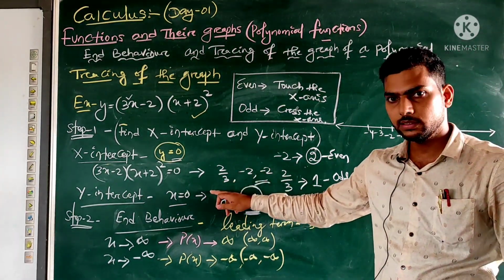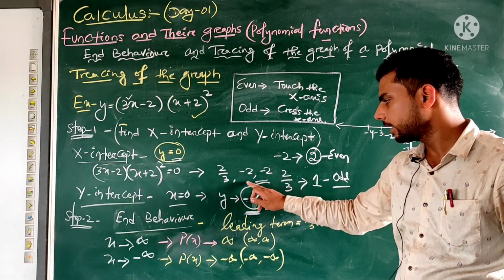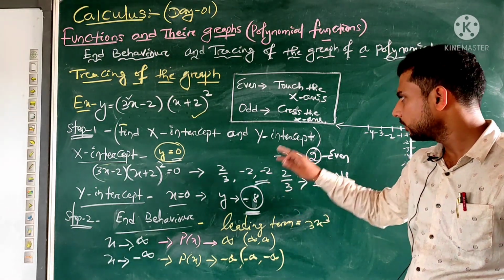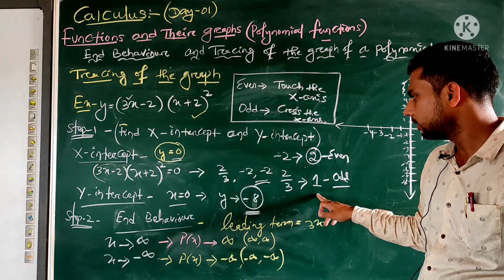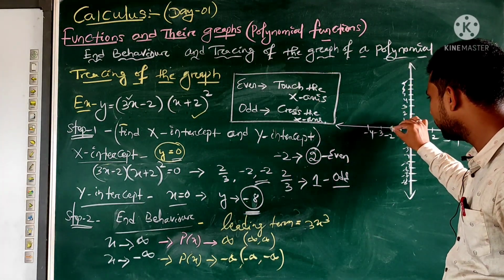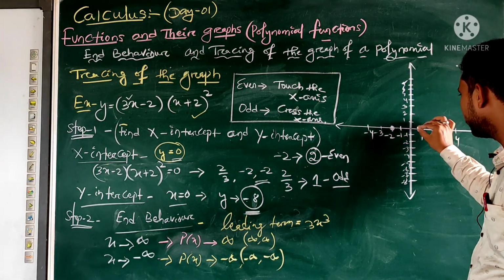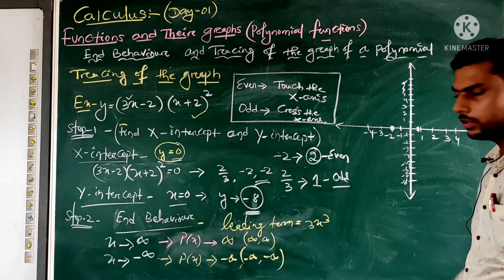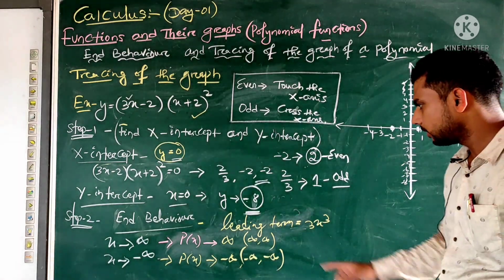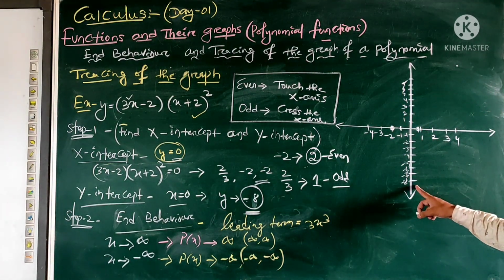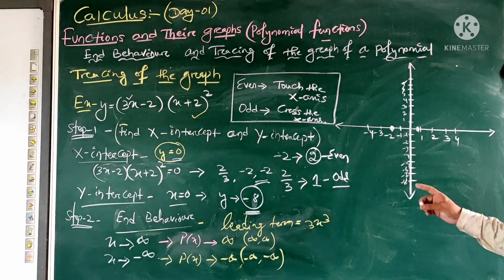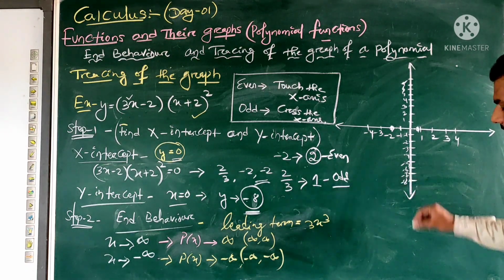One thing, the x-intercepts. This is 2 by 3 and minus 2. Minus 2 has even multiplicity, so here it is going to touch the x-axis at minus 2, 0. At this point it is going to touch. And at 2 by 3, it is going to cross the x-axis. At the same time, the y-intercept is minus 8. It means it is at a distance of 8 from the origin towards the negative y-axis. This is the y-intercept.